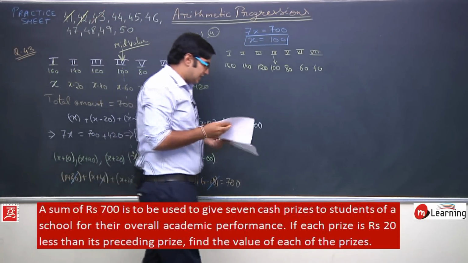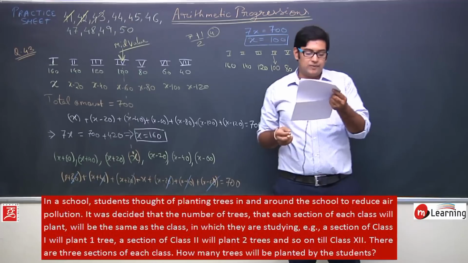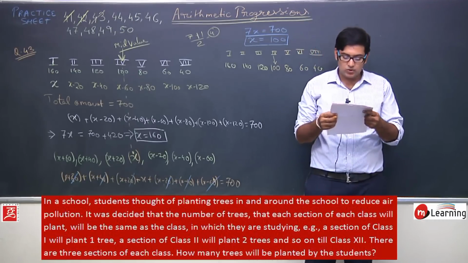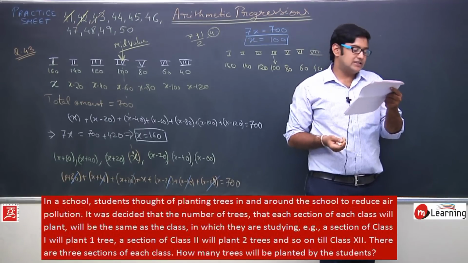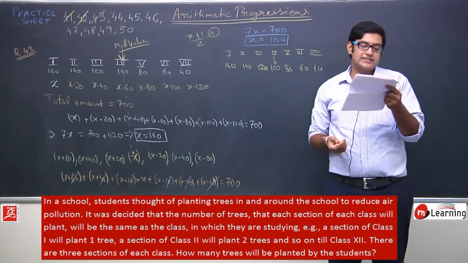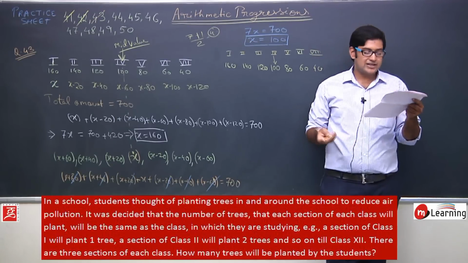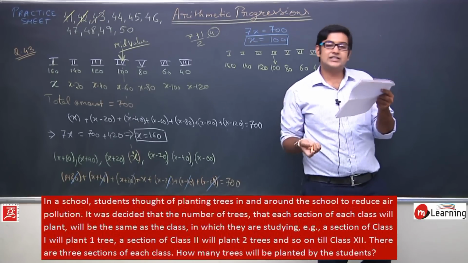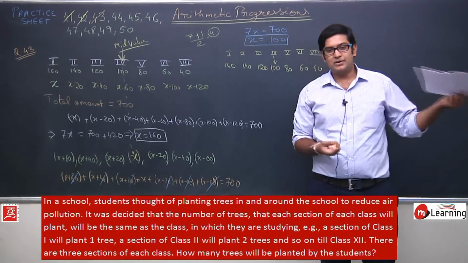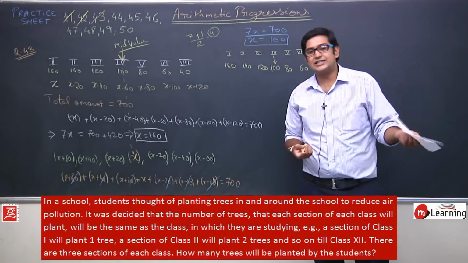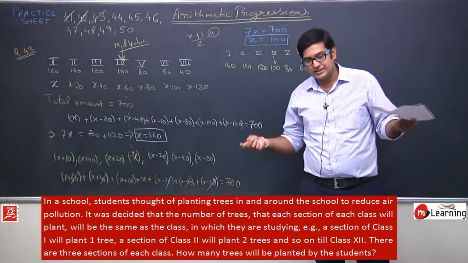Now after 43, let us solve the 44th question. In a school, students thought of planting trees in and around the school to reduce air pollution. Okay, it's very good. It was decided that the number of trees that each section of each class will plant will be the same as the class. Okay, so what they decided is that each section of each class, because you know there are multiple sections in any class. For example, if I talk about class 12th or class 11th or class 10th, the class 10th will have 5 to 6 sections, class 11th will again have 5 to 6 sections, and so on.